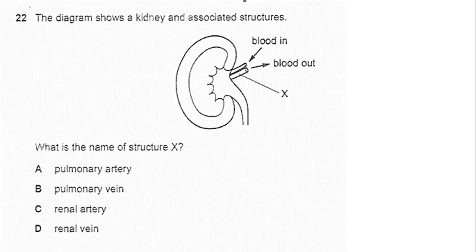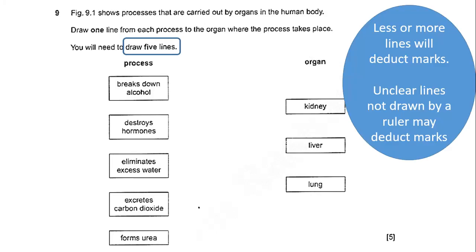The diagram shows the kidney and associated structures. We have blood in, which means that this is the renal artery, blood out, which is the renal vein. Now, he's asking you what is X. I already answered. This is renal vein because the blood is leaving the kidney.